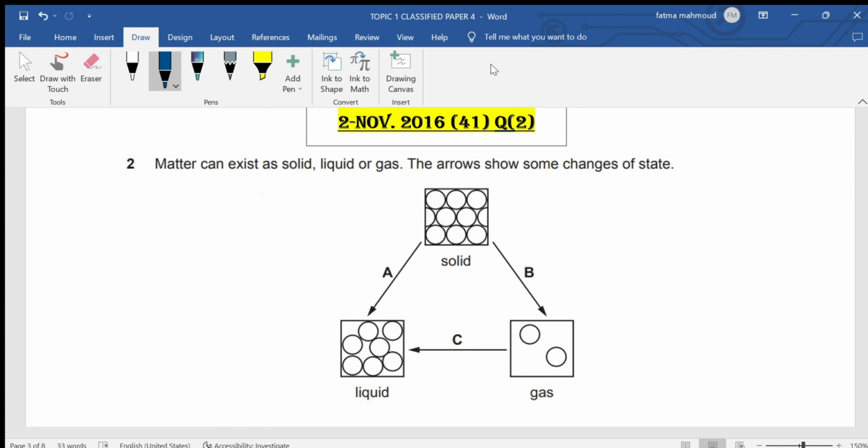Classified on Topic 1, Paper 4, question number 2. From November 2016, Variant 1, question 2. Matter can exist as solid, liquid, or gas. The arrows show some changes of state.